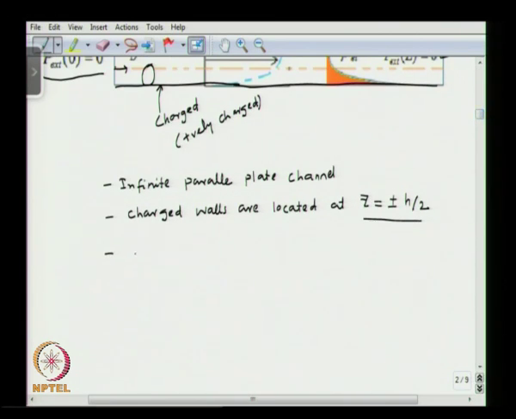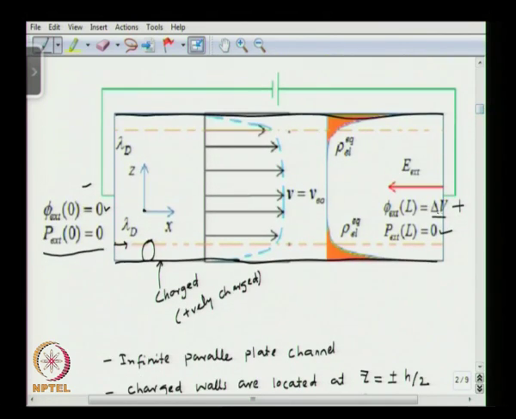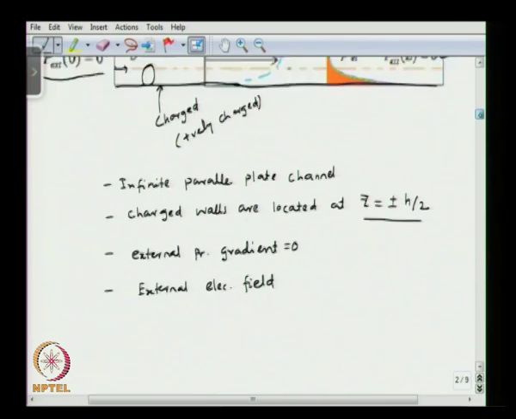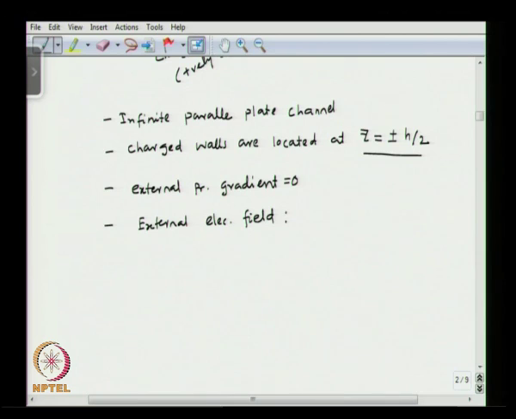and the assumption that external pressure gradient is 0, and the external electric field is in the negative x direction, because we have delta V here and 0 here. The direction of the electric field is in the negative x direction. Okay. So, external electric field in negative x direction.